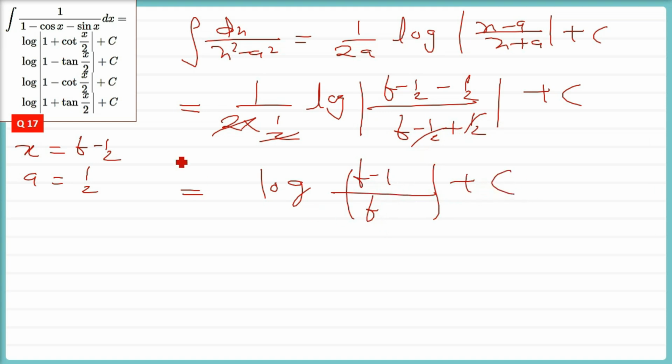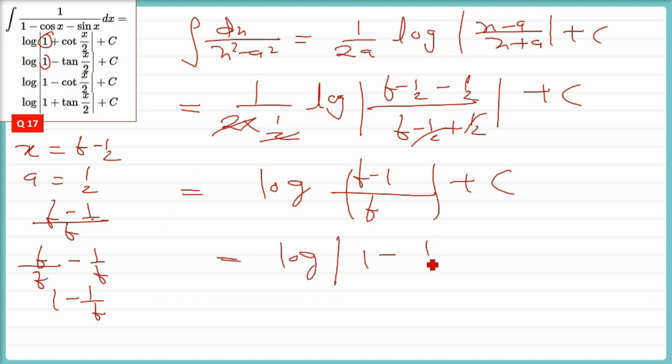Now you can separate these two terms. See, you have a 1 here. You have to view or notice the answer also, because in MCQ it is very important to get the answer. So t minus 1 by t is simply 1 minus 1 by t, which you have seen just now. So we can write it as log modulus of 1 minus 1 by t, and t is tan x by 2 we have earlier taken, plus constant of integration.